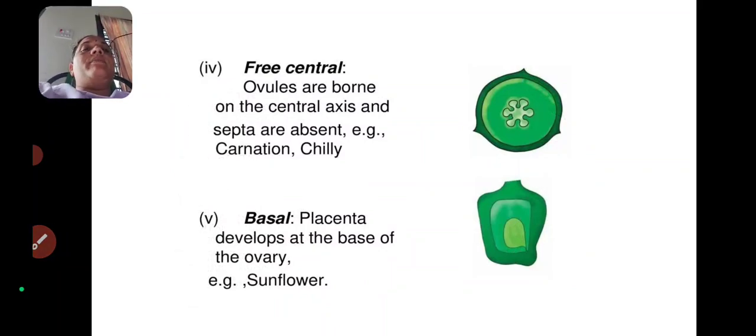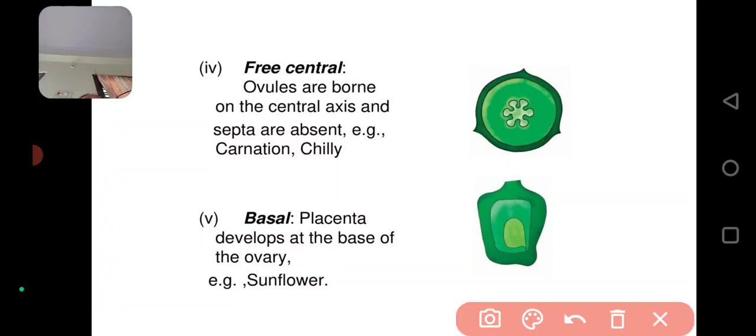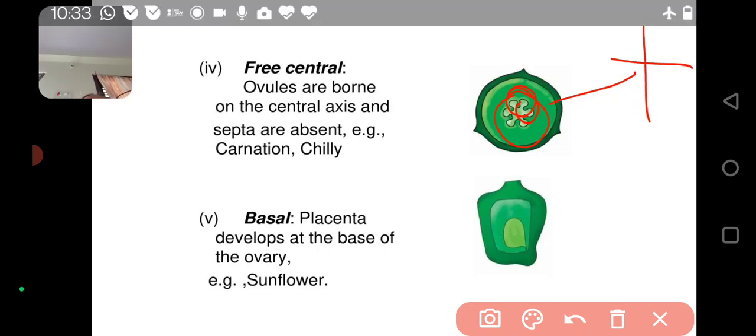The next one is free central placentation. The name indicates that the ovules are free in the central part of the ovary. Here is the picture showing it. This is the center part of the ovary. The ovules are arranged on a central axis and septa are absent.